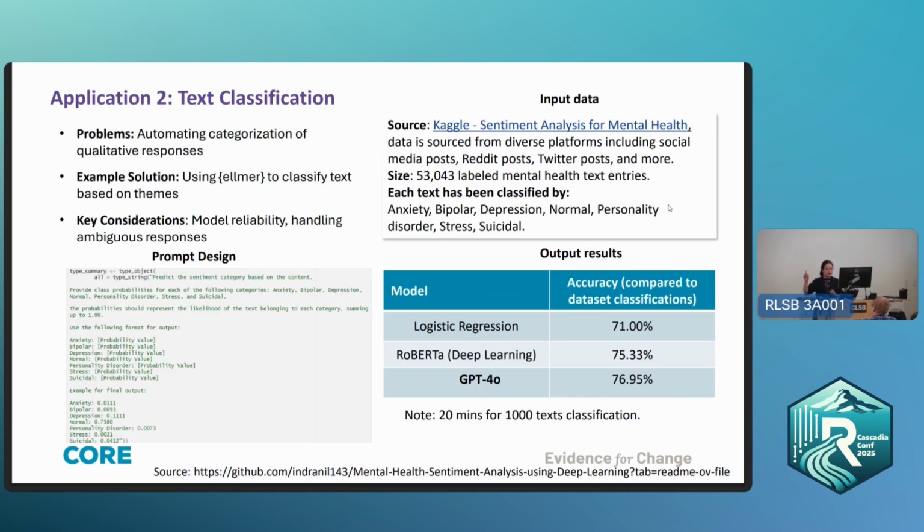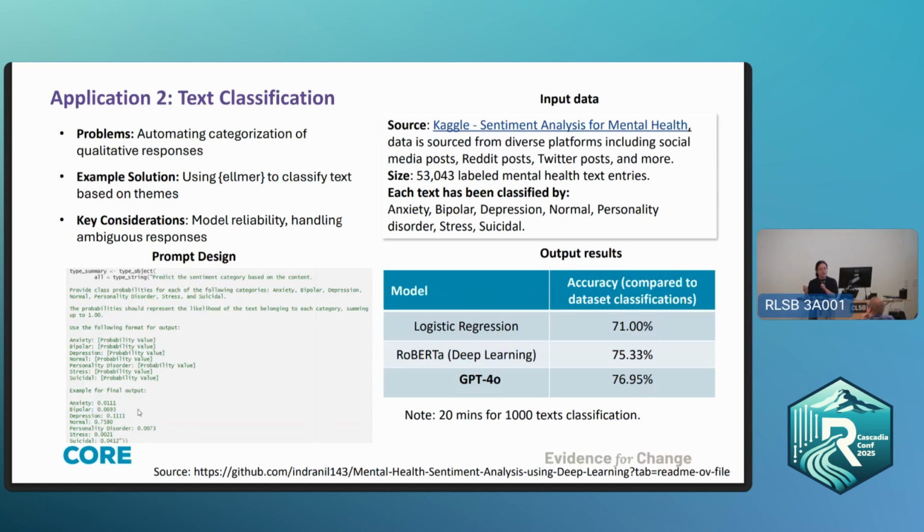And I use this prompt. We can see this prompt here. It gives the specific instruction that we want to predict the sentiment categories. And I also set the output structure, that is different categories and the probability value. I also give an example for the final output. Then the result is here.